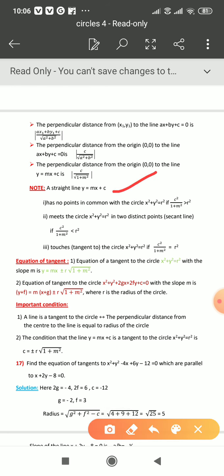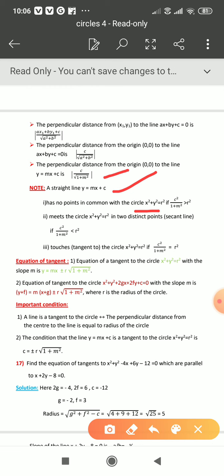If the straight line y equals mx plus c has no points in common with the circle x square plus y square equals r square, that is the first condition between the line and circle. If there are no common points, it means the line is an external line. So d must be greater than r. d is the perpendicular distance from the center to the line. Here, what is the center of the circle x square plus y square equals r square? That is (0, 0). So the distance from (0, 0) to the line y equals mx plus c, as we already wrote here, is modulus c by root of 1 plus m square.